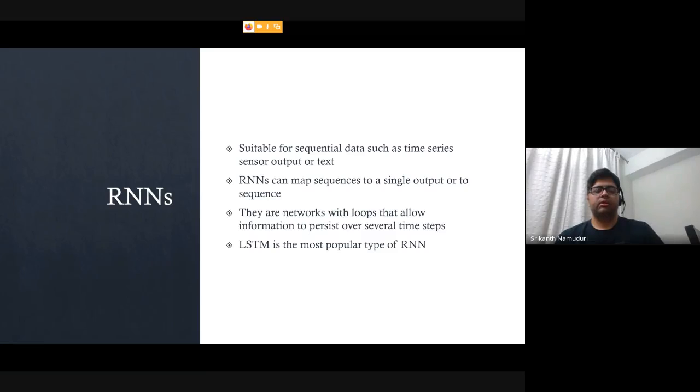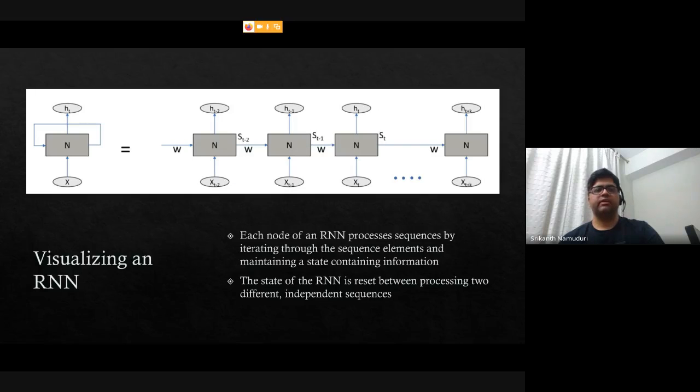Recurrent neural networks are called recurrent because internally they have loops that allow the information to persist over several time steps. That's why they don't consider only the current value of the sample, but also the previous values. LSTM is the most popular type of RNN. In RNNs there are different types, and LSTM stands for long short-term memory. LSTM architectures will be a discussion in itself, and I will leave it to you to explore LSTMs. But here we will just see what a general or generic RNN looks like internally.